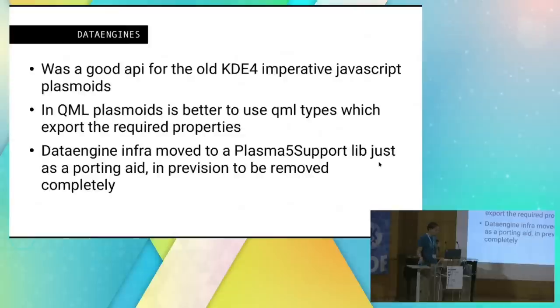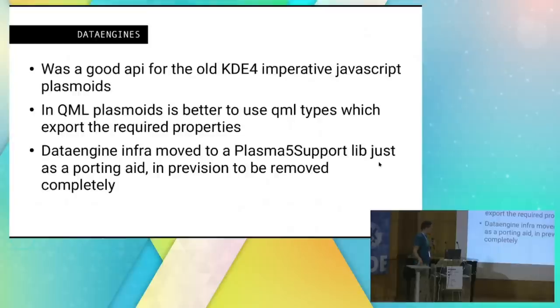So let's start with a thing we are getting rid of: data engines. That was a concept that we had at the beginning of KDE 4. At the beginning, we wanted to write plasmoids in JavaScript. That was before QML even existed. So we came up with a completely imperative API. And the way to get data from your tasks, your notifications and whatnot, from a C++ source was with that API. It worked very well in an imperative world.